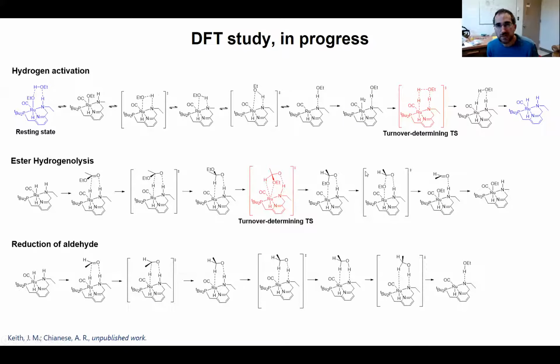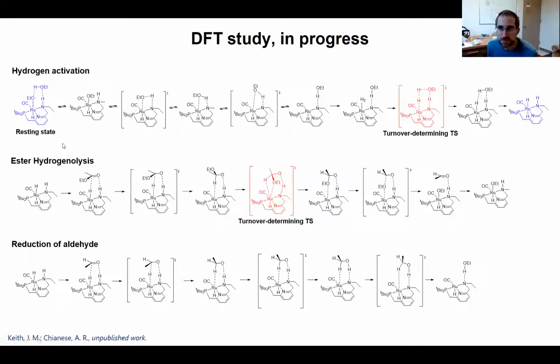We're nearly completed now with the DFT study, which turns out to have been a Herculean effort to try to understand the catalytic mechanism with this new complex. I don't want to talk too much about the entire thing. Again, this is ongoing, but just to point out the predicted kinetics. Our resting state by calculation is the same as what we observe experimentally, which is an alkoxide complex like so. This is the turnover determining intermediate in catalysis.